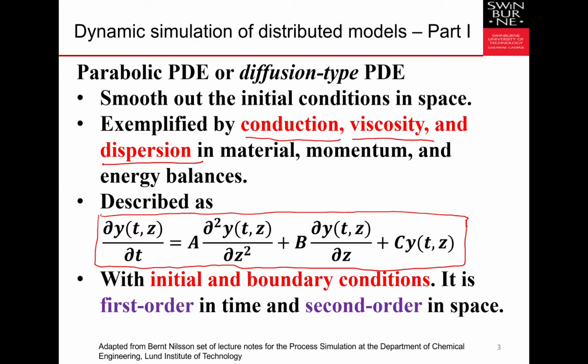Okay, so as stated in the expressions here, we have time, and then z basically represents one of the position coordinates. To solve this parabolic PDE, we need initial conditions and also boundary conditions. It is shown here that it is first order with respect to time and second order with respect to space.